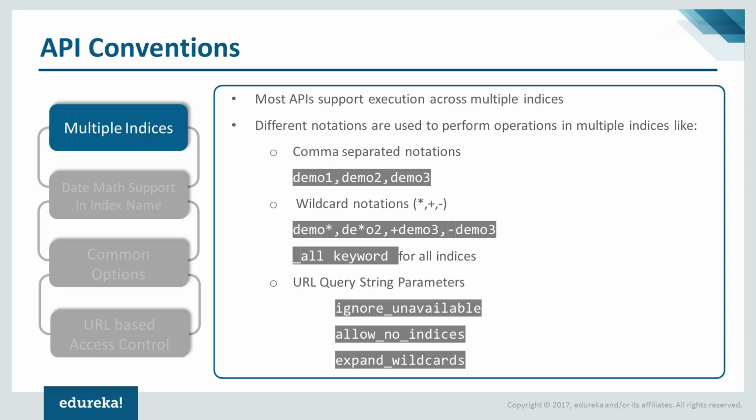So these are the three things mentioned here, like comma-separated notation. If you want to separate the indices based on commas, you can very well do that. If you want to make a search or perform an operation using the wildcard notation, we can do that. Or if you want to specify certain string parameters like ignore, allow no indexes, expand wildcards, these are some of the string parameters which we can use in our queries.